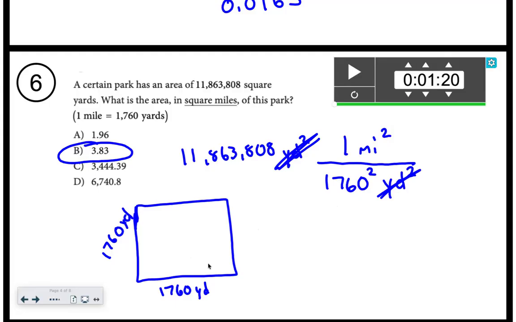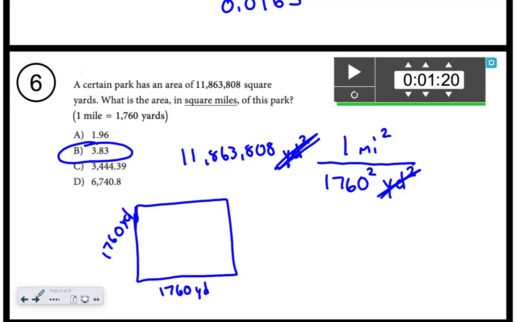My guess is if you did 11,863,808 divided by just 1760, that answer's there. That's D. So that would be the common wrong answer, again, forgetting the square units. And the same thing would hold true if it were cubic units. They'll give you the conversion factor, or it'll be one you're expected to know, like inches and feet or something obvious like that, or they'll give it to you in the problem. But if it's square units or cubic units, you're going to have to do that part yourself.